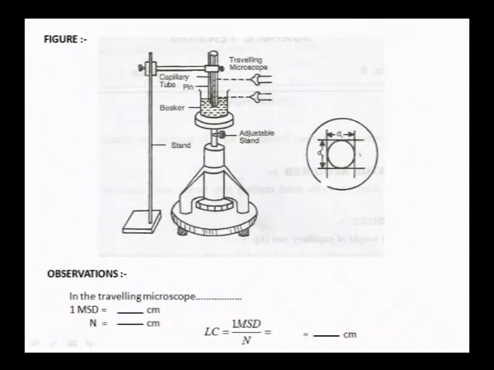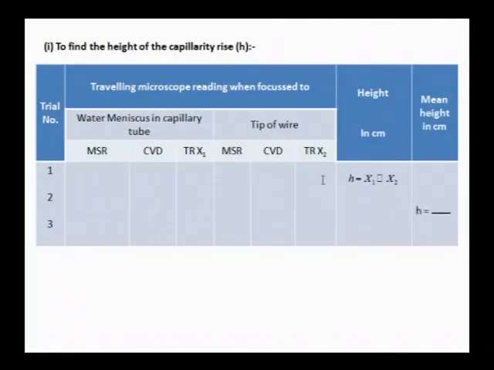So, the value of 1 main scale division is noted down in centimeters. On a travelling microscope, it is 0.5 millimeter or 0.05 centimeter, and there are 50 divisions on the vernier scale. So, 0.05 divided by 50 gives us a least count of 0.001 centimeter on the travelling microscope.